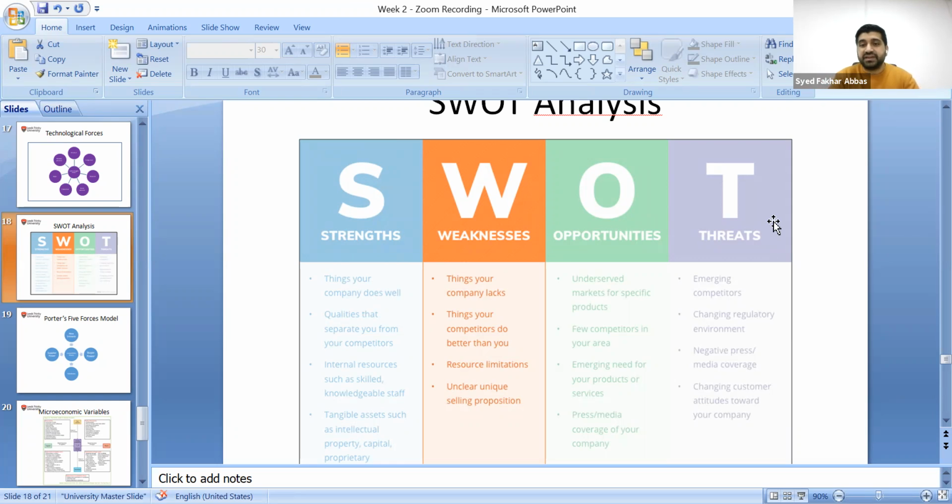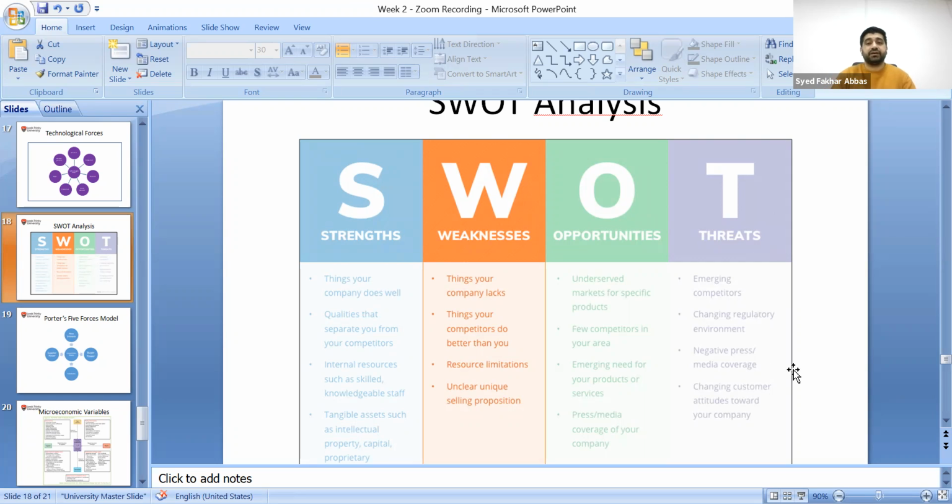Then threat means an emerging competitor. It also means a new competitor entering near your location, near your business point, etc. Or it could be a changing regulatory environment. It could be changing customer attitudes, customer behavior towards your product. It could be negative press or media coverage. It could be anything, such as an emerging competitor.